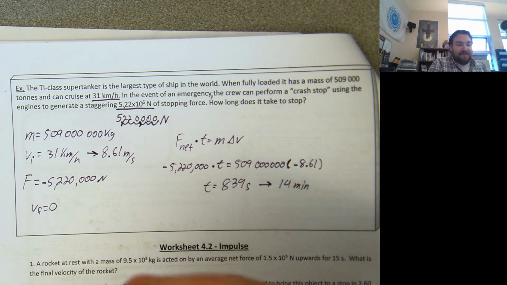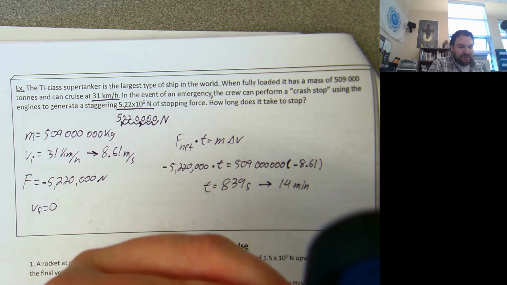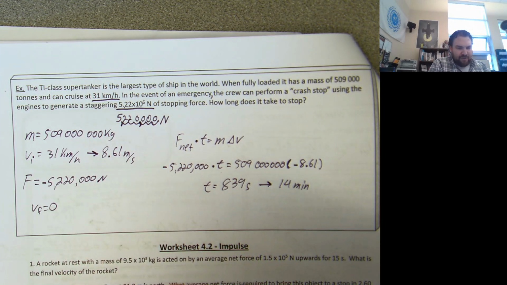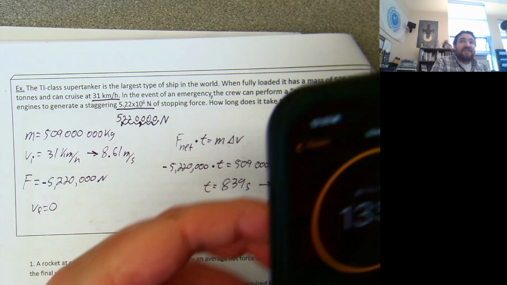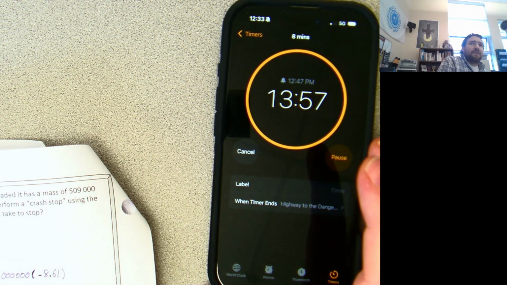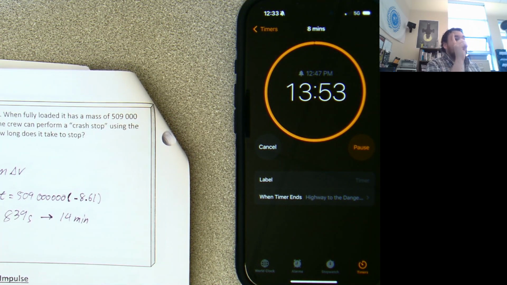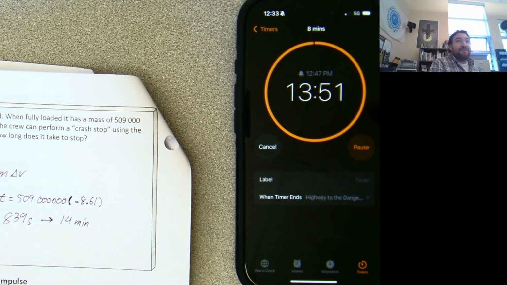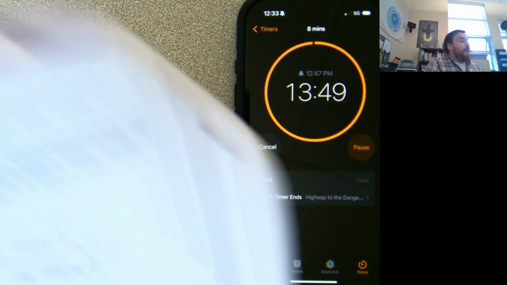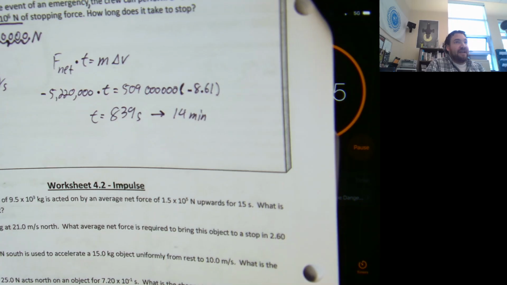To put that amount of time into perspective, because when's the last time we measured out 14 minutes? I'm just going to do this and let this sit here. We've put the engines in full reverse, and they are going to be in full reverse until this reaches 0. While we're waiting for that to happen, this is the end of impulse. That's my lesson for you guys. I'm hoping you're seeing the value here.